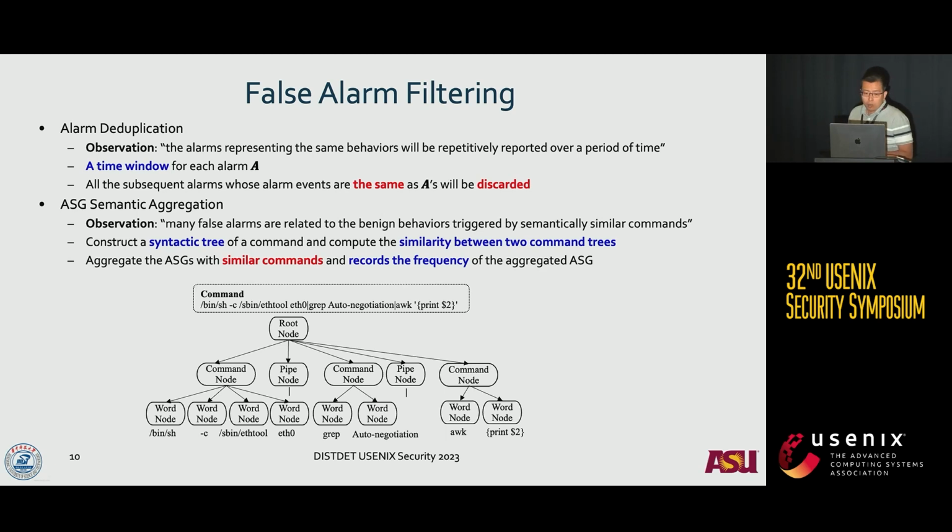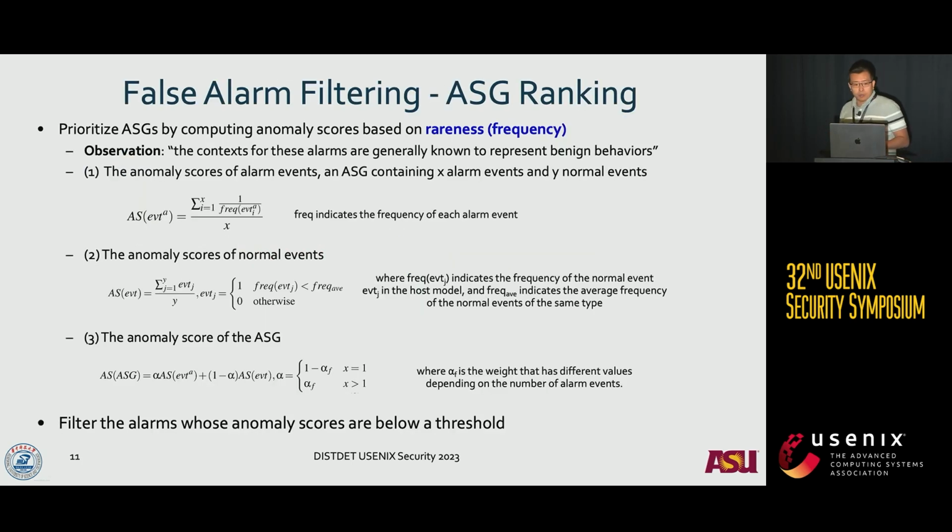On the server side, we first try to find similar ASGs. What we mean by similar ASG is that for every ASG, we have an alarm process, and an associated command that you executed to run that process. So we are going to compare the semantic similarities between the commands of these ASGs. And for ASGs with very similar commands, we are going to merge them and only record the frequencies on top of the ASG.